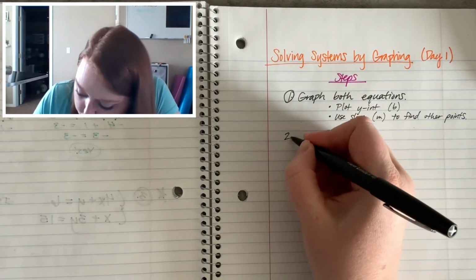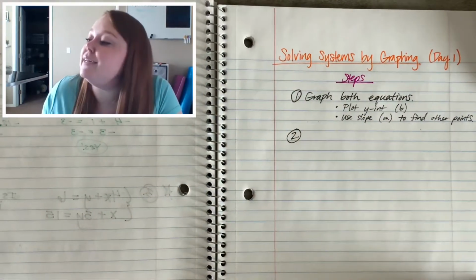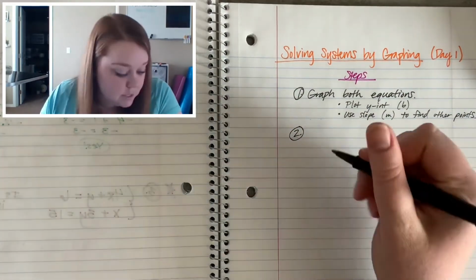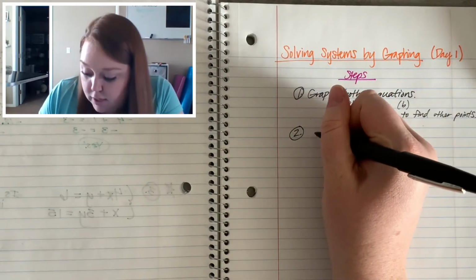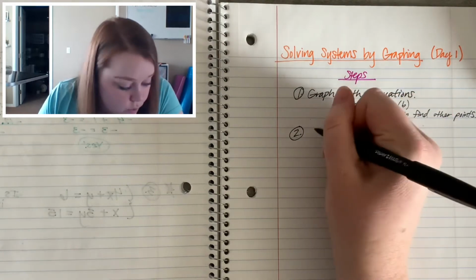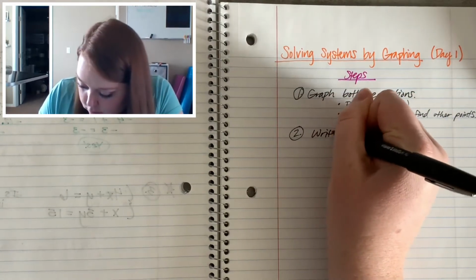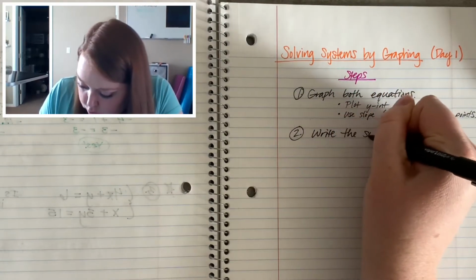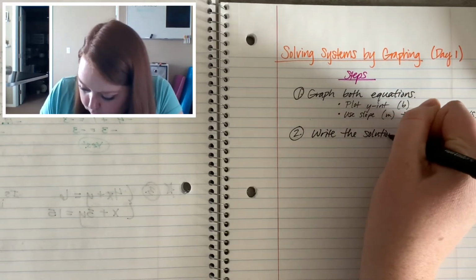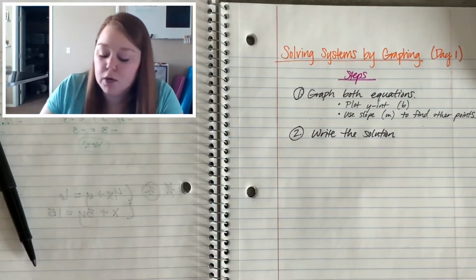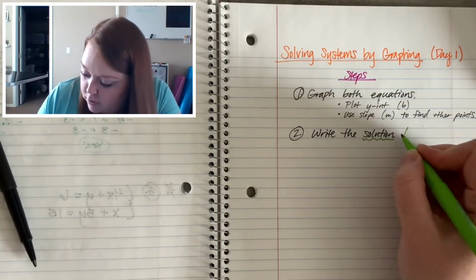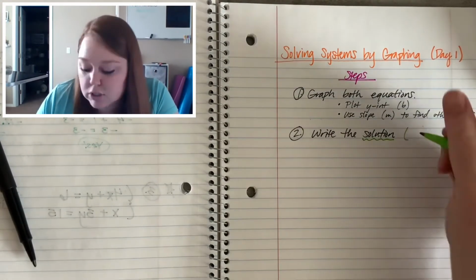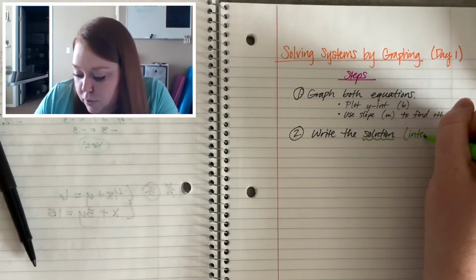All right. And then the second step in this is the most important step, which is to write the solution. Okay, and that means answer, but really here's the key. So maybe get a highlighter out or something, but your solution is the intersection point.